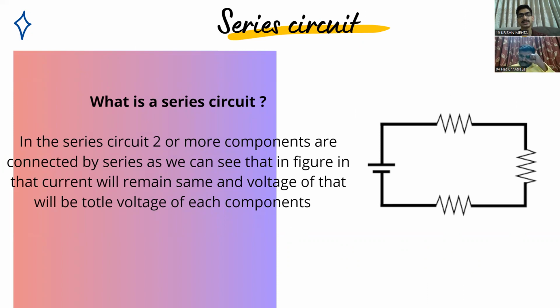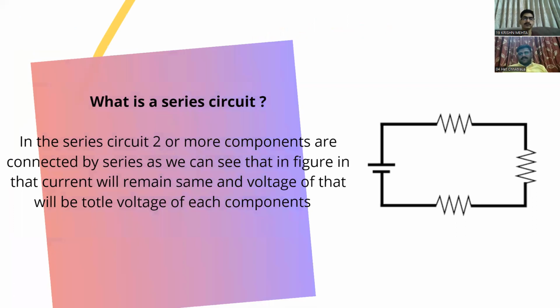Third one is the series circuit. In a series circuit, there are two or more components that are connected in series as shown in the figure. In a series circuit, the current will remain the same throughout all the components, but the voltage will be the total voltage of the circuit.